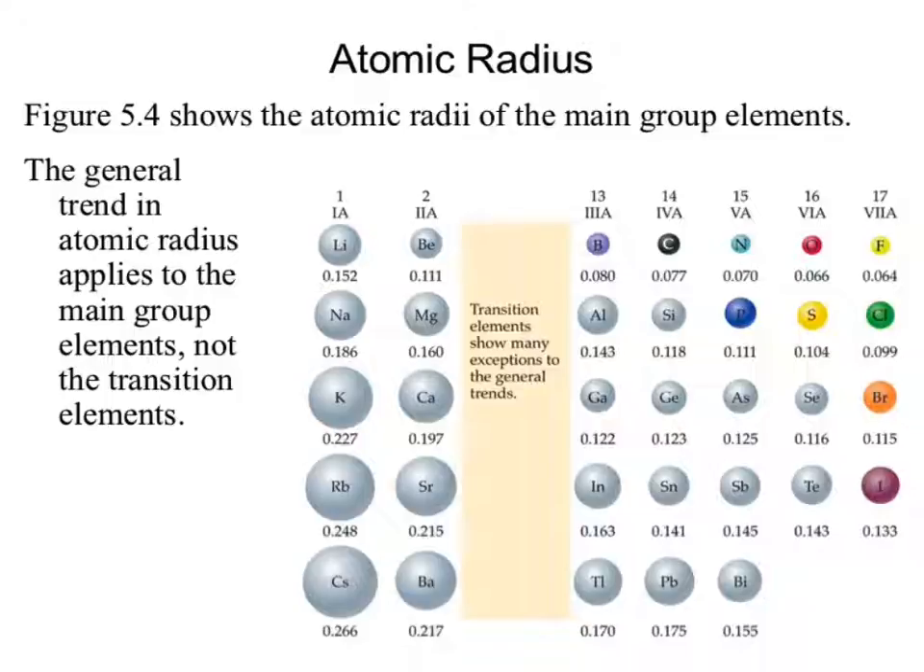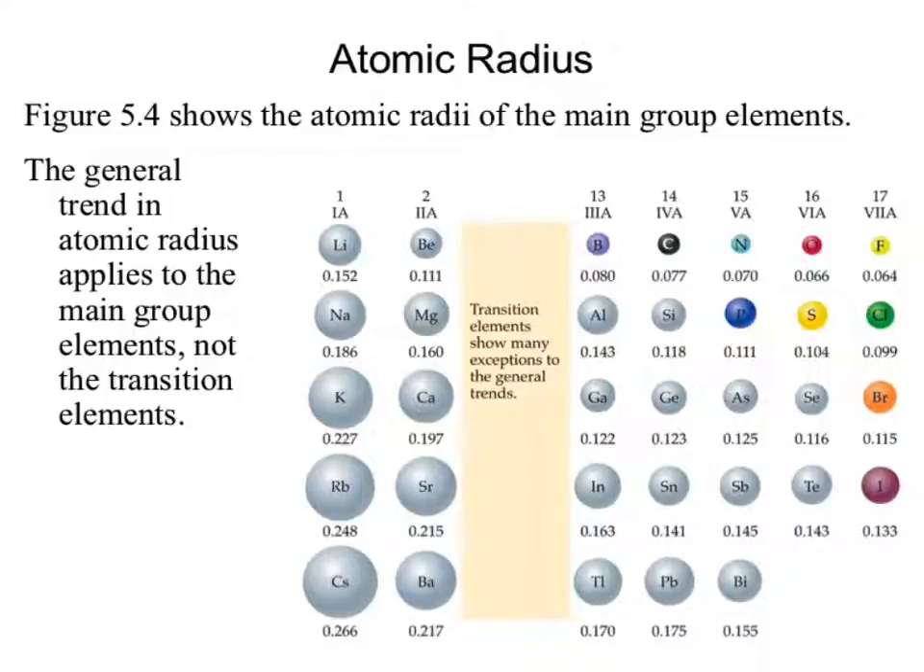As we go down the column, this one is a straightforward one. What happens as we move down a column? What do we add? Shells. We add more electrons, it gets bigger. What happens when we go left to right? It gets smaller. And if you go with the more protons argument, more protons means it gets smaller.